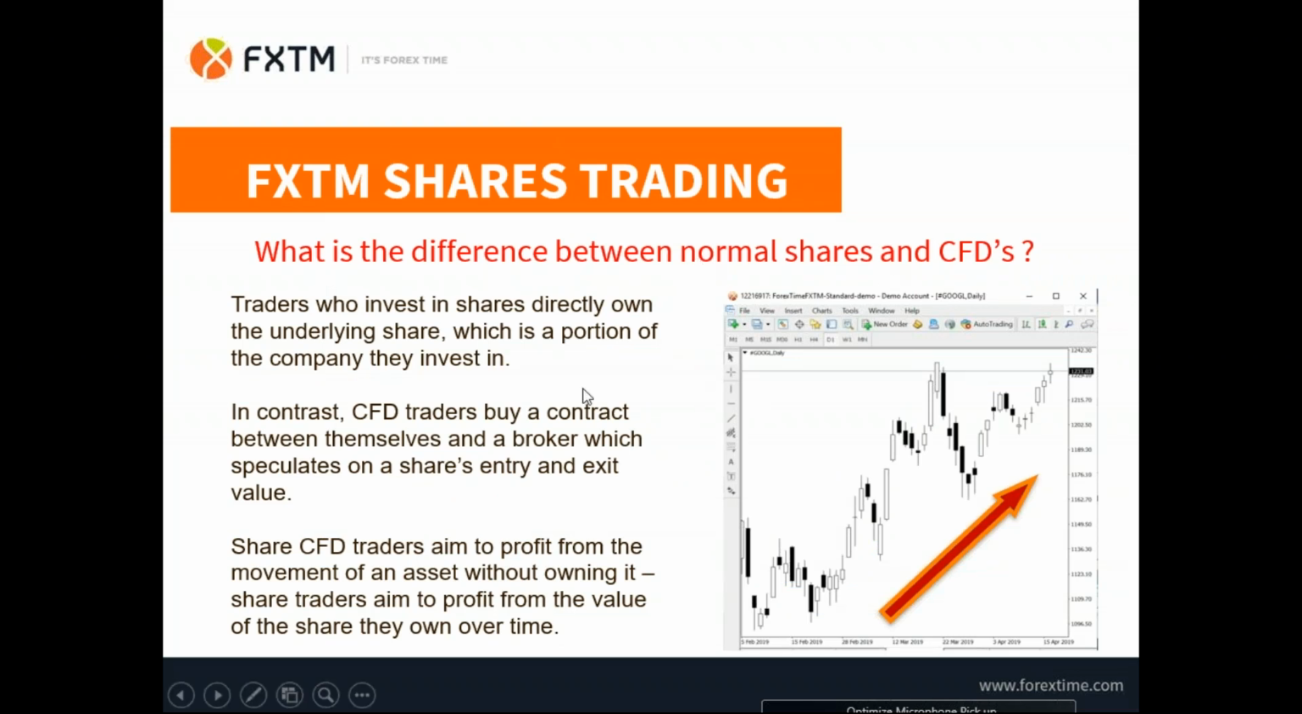So the question is, what is the difference between normal shares and CFDs? Traders who invest in shares directly own the underlying share, which is a portion of the company. As I told you earlier, when you trade normal shares, for example, you go to the New York Stock Exchange and say, okay, I need 10 shares of Apple, I'll pay you a certain price, and that's it. So you're actually owning that stock, and you do have a portion in the company as well.